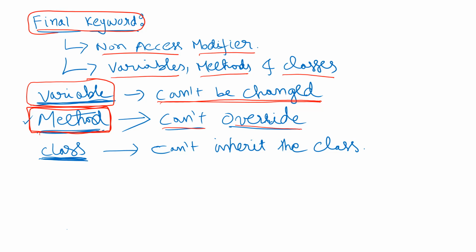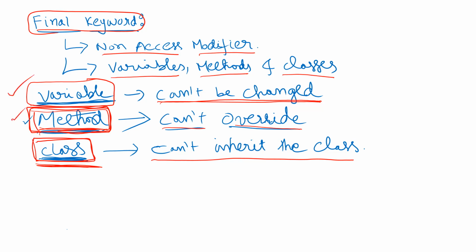That means if we create a child class for the particular class that has this method, and if we try to override this method, it throws an error. And class, if we apply the final keyword on a class, we cannot inherit that class. That means we cannot create child classes for that particular class. So let's see an example for each of these ones.